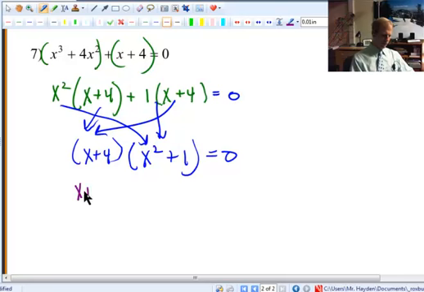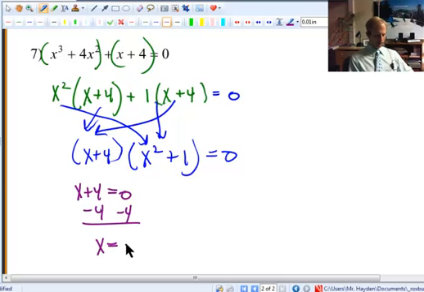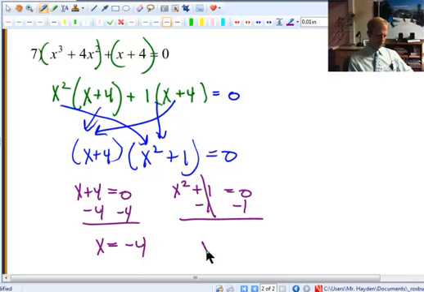So when I do x plus 4 equals 0, I'm going to subtract 4, and I get x equals negative 4. So that's one of my solutions. Then for the x squared plus 1 factor, well, if I set x squared plus 1 equal to 0, I'm going to get a quadratic equation that I'm going to solve by taking square roots.